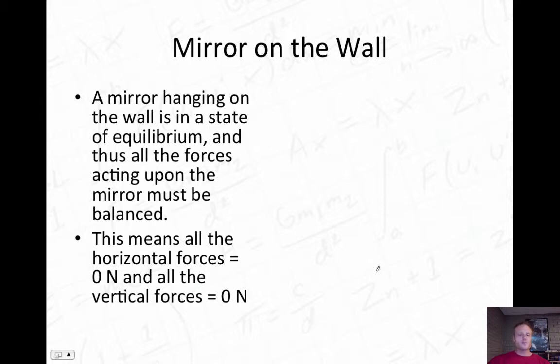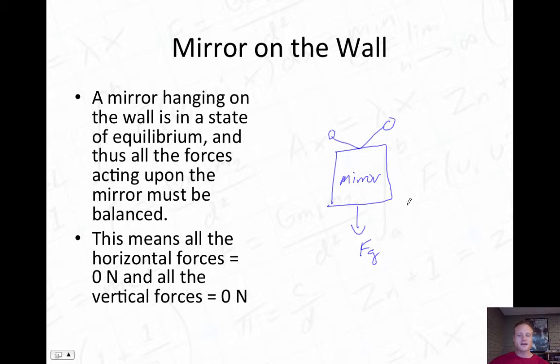So I'm going to draw a little picture here. It says a mirror is hanging on the wall in a state of equilibrium. Thus, all the forces acting upon the mirror must be balanced. So if I draw a mirror here, and let's say, for some reason, I'm hanging it with some rope from 2 bolts, and this mirror is just hanging there. Basically, this mirror is absolutely experiencing the force of gravity.